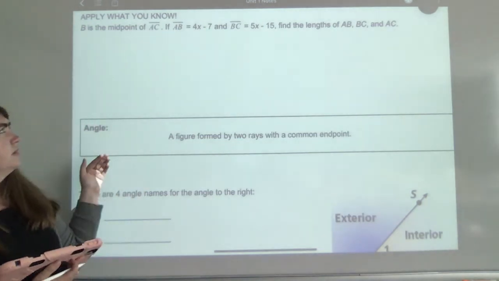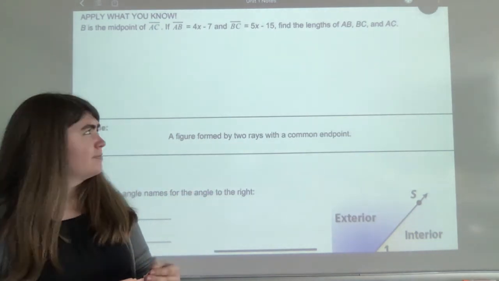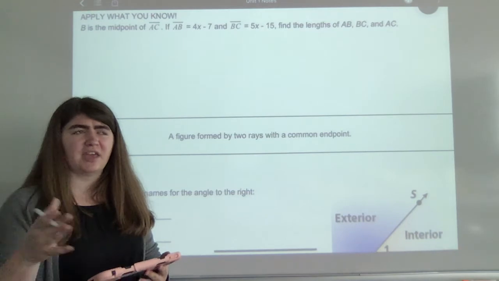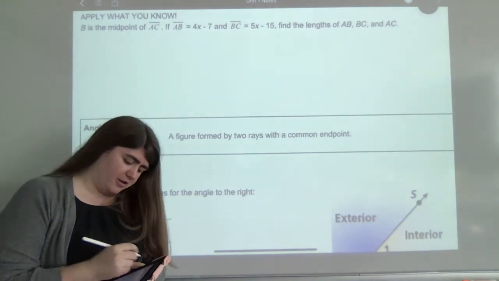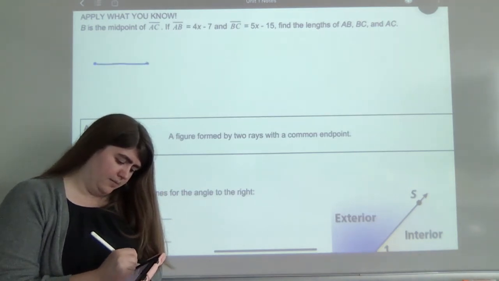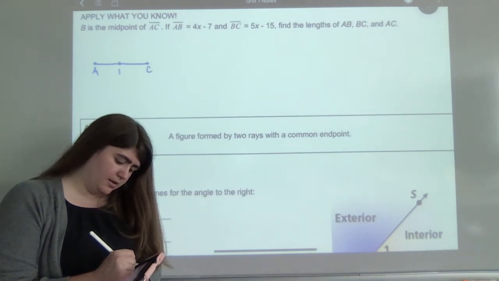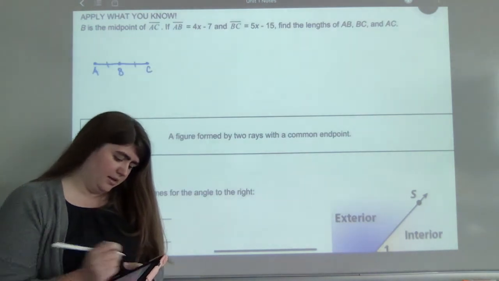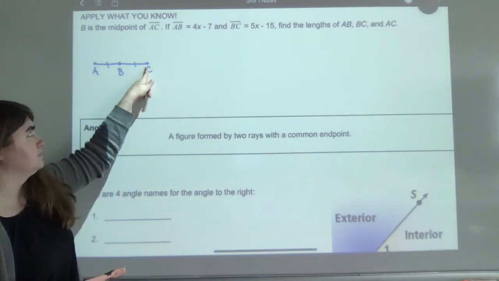Alright, whenever I get to a problem like this, the first thing I like to do is draw a picture. It just makes things easier to understand what's being said in the words. So let's go ahead and draw segment AC from A to C. And it says that B is the midpoint, so B is exactly halfway between A and C, which means that AB is congruent to BC.